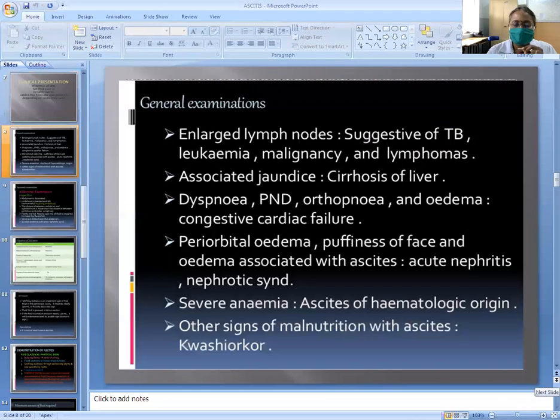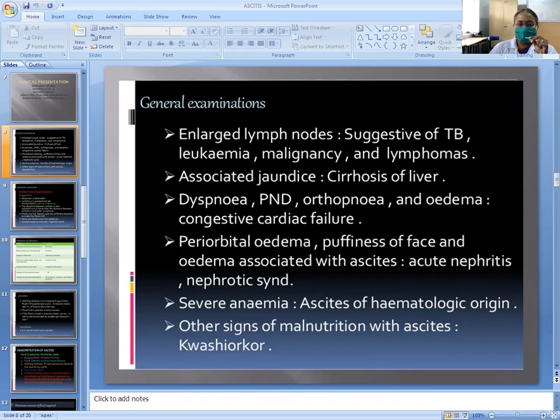Now examination of patient, general examination followed by abdomen examination. On general examination, again it depends on the underlying cause. If the underlying cause is malignancy or infectious, then you have to look for enlarged lymph nodes, because in malignancy and in tuberculosis you get enlarged lymph nodes. So whether lymphadenopathy is present or not. If the cause is hepatitis or liver cirrhosis, you sometimes get elevated bilirubin and that produces jaundice. So whether there is yellow discoloration present or not, associated jaundice.